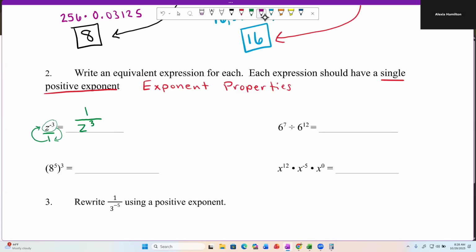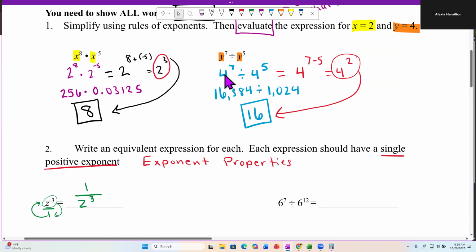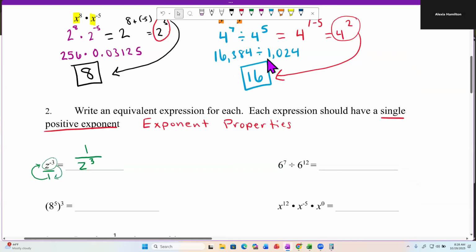All right, for the problem with the 6 to the 7 divided by 6 to the 12, very similar to what we just did up here with the 4s. I could subtract my exponents. I could also, there's nothing that says I can't, like, we did this, right? We'll draw 7 6s.